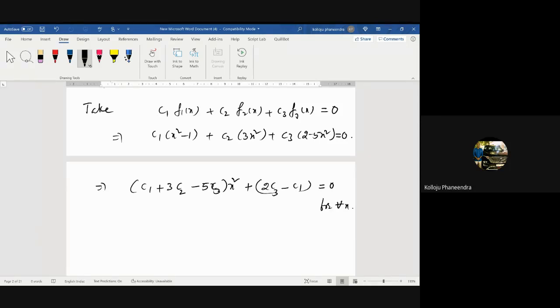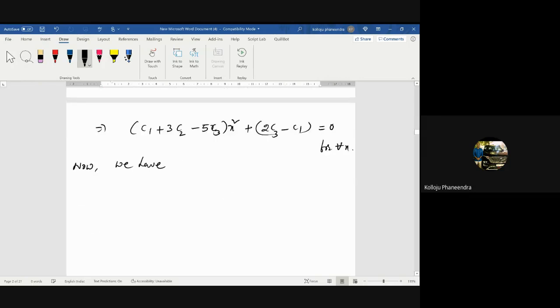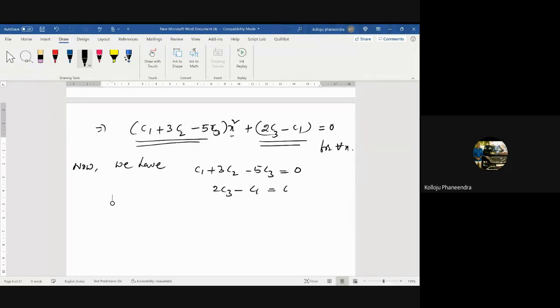Now, what do we have? When they say the equality is true for all x, this must be true for all x, what does it mean? This coefficient must be 0, and this coefficient must be 0. So then only it is satisfied: c1 plus 3c2 minus 5c3 equal to 0, and 2c3 minus c1 equal to 0. Done. From this, what am I getting? c1 equal to 2c3.